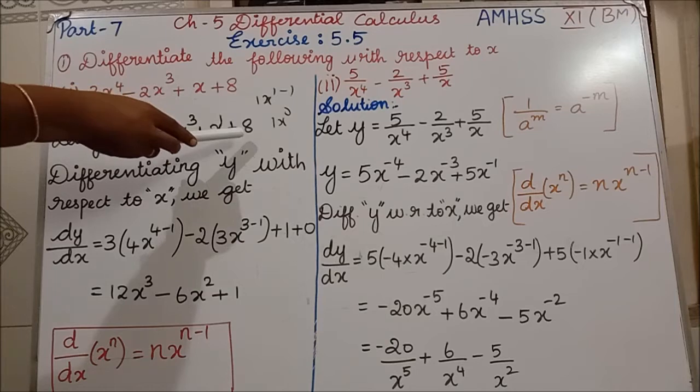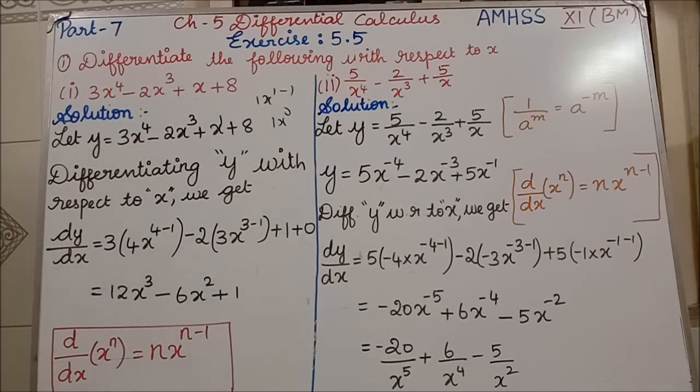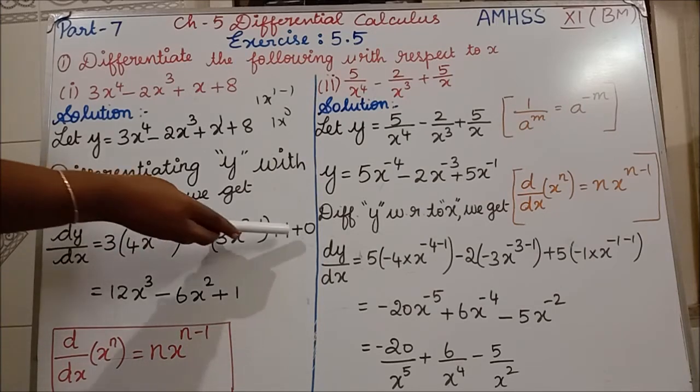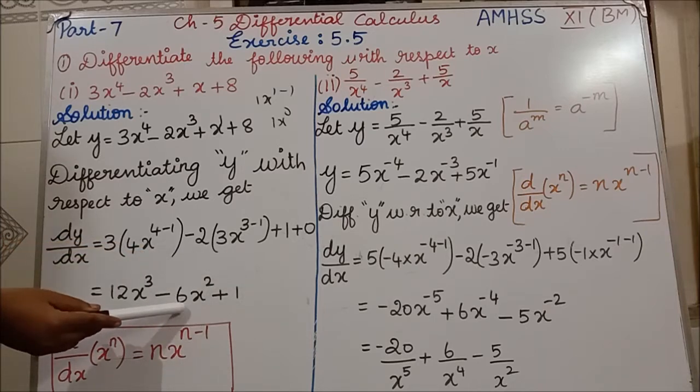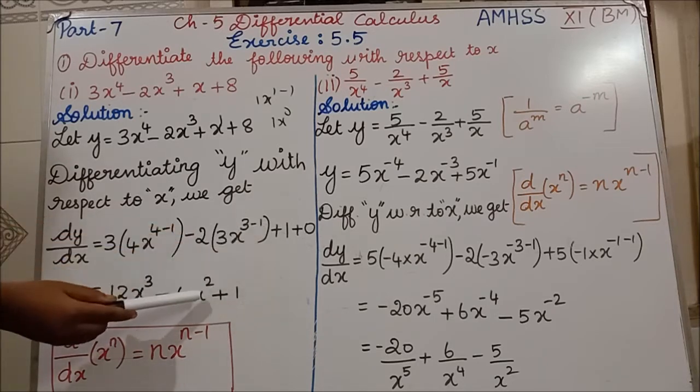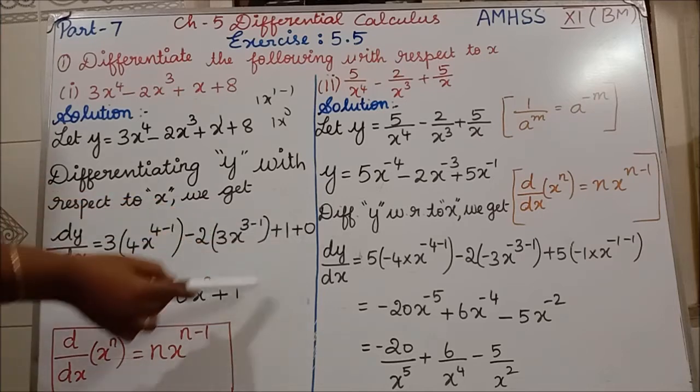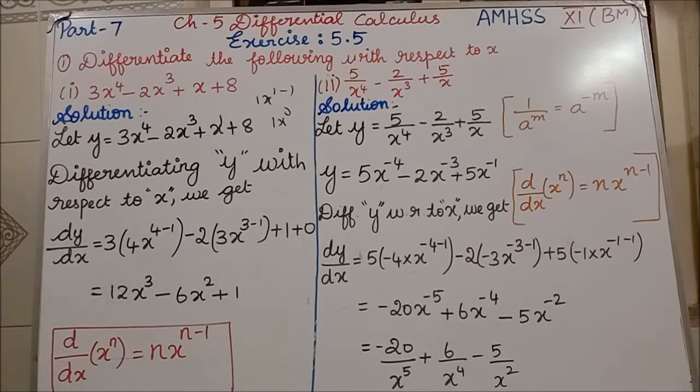The last one we have is only the constant term. In the rule itself we have learned that when you differentiate only a constant term, it becomes 0. So plus 0 we have written. Now 3 into 4 is 12, x power 4 minus 1 is 3. Clear? Minus 2 into 3 is 6, x power 3 minus 1 is 2. Plus 1. Plus 0 we are leaving. Clear, all of you, how we are writing this? Shall we see the next problem, the second subdivision?